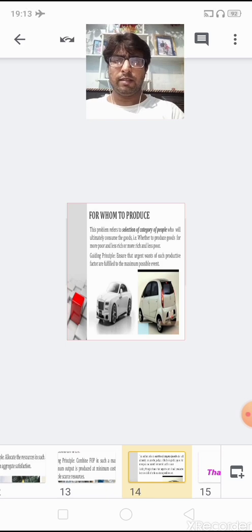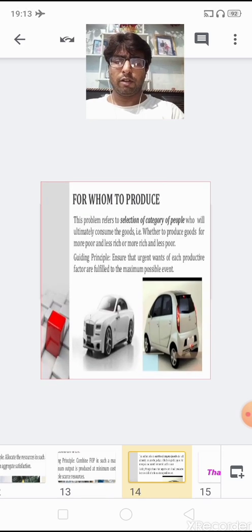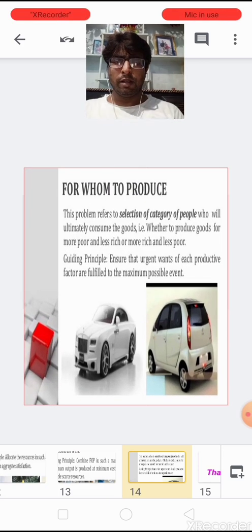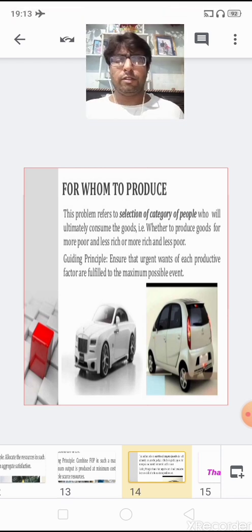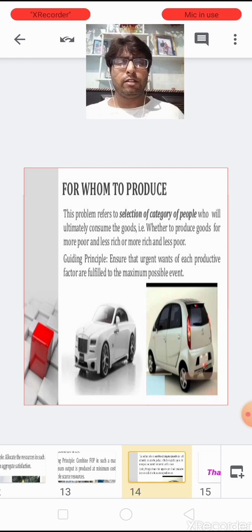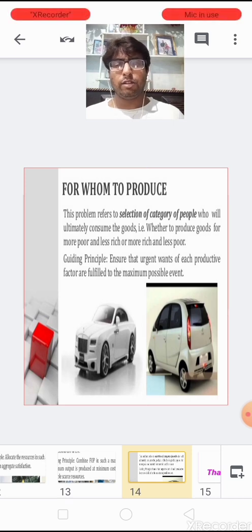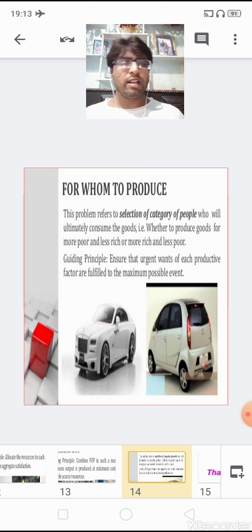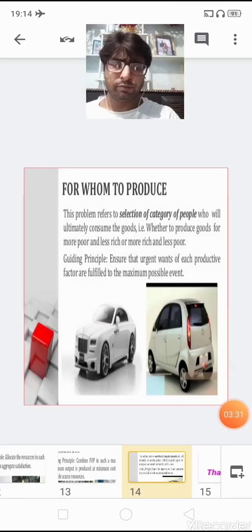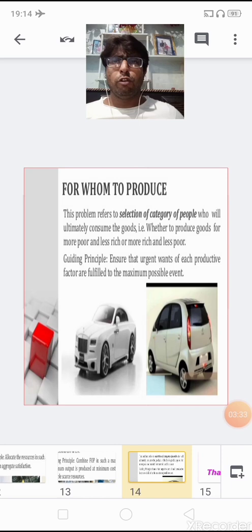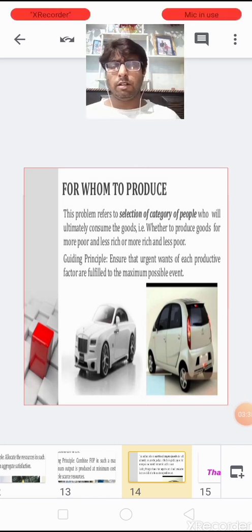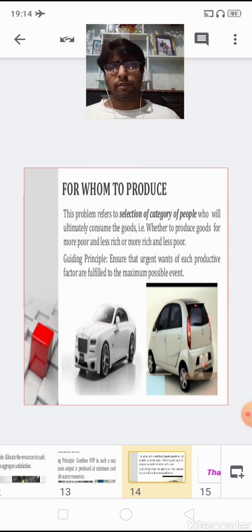Now, this is the third central problem of an economy: for whom to produce. So, children, this problem refers to the selection of the category of people who will ultimately consume the goods. That is, whether to produce goods for more poor and less rich, or more rich and less poor. Children, for whom to produce is the third component of allocation of resources.